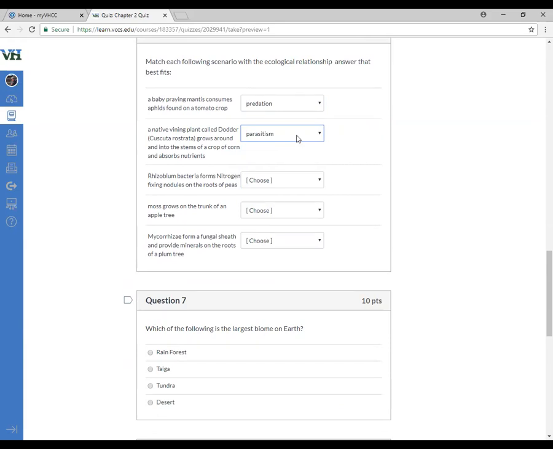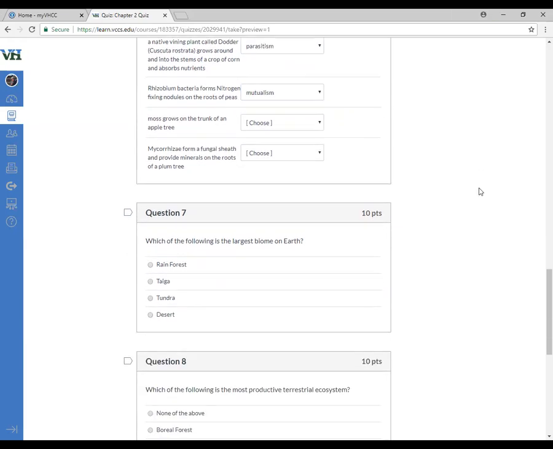Rhizobium bacteria forms nitrogen-fixing nodules on the roots of peas. We refer to that as mutualism because both of them benefit. The rhizobium is getting a home, a habitat on the root of the pea, and the host plant is getting nitrogen. Moss growing on the trunk of an apple tree is commensalism.